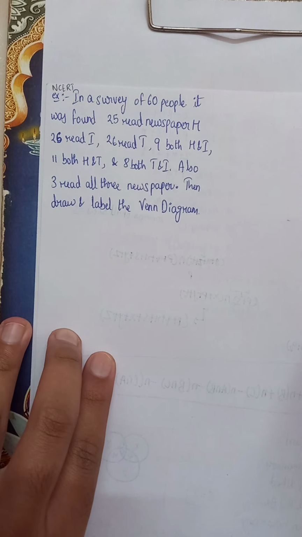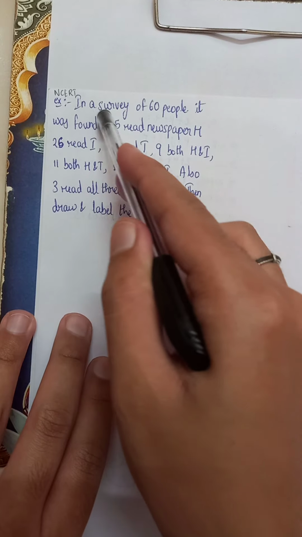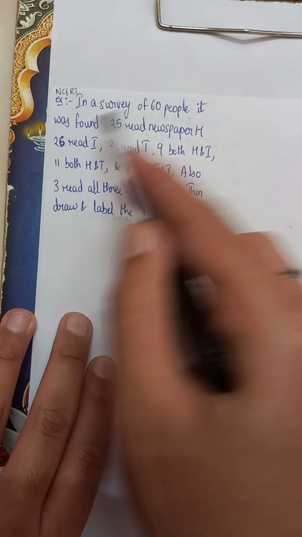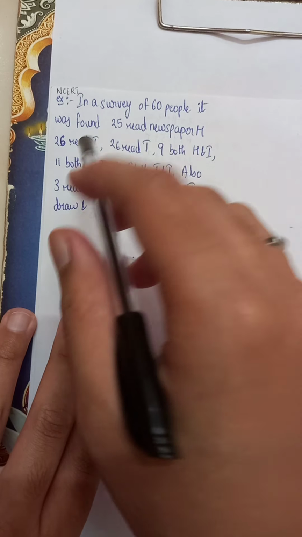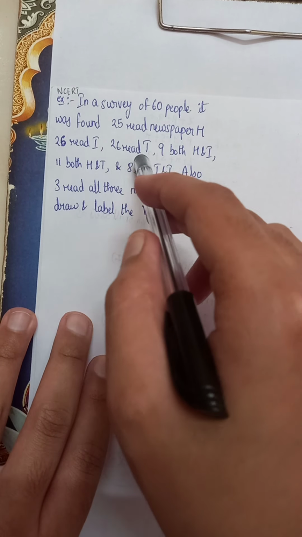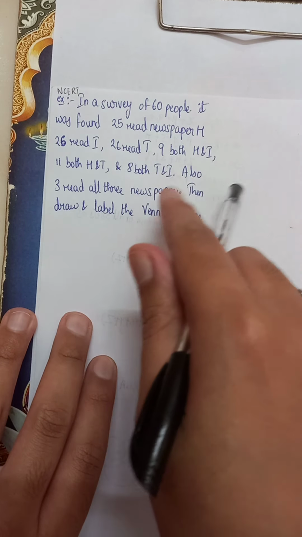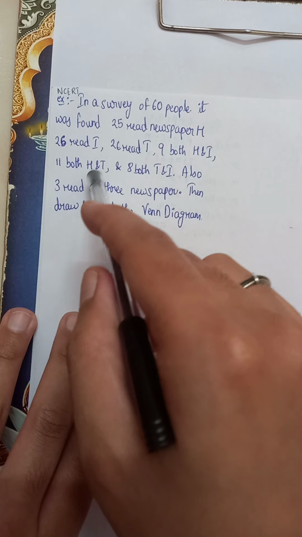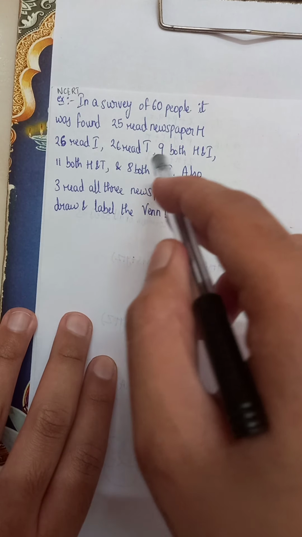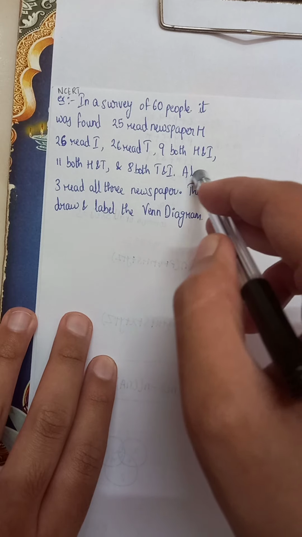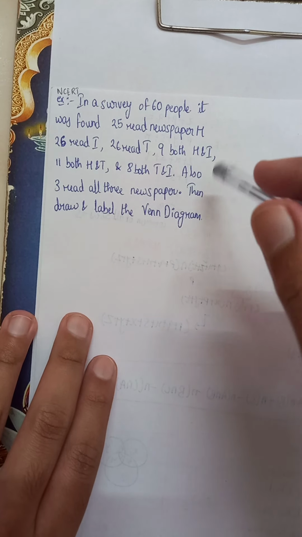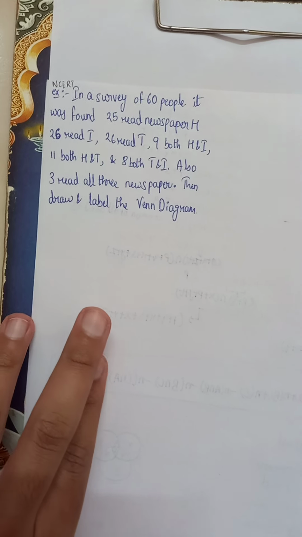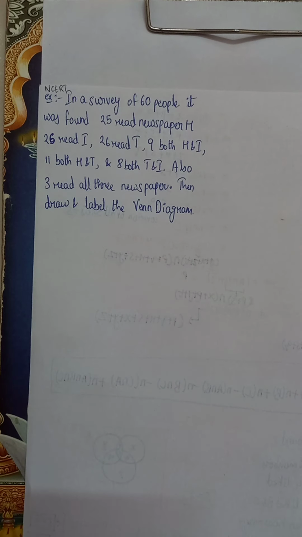So what is the example? In a survey of 60 people, it was found that 25 read newspaper H, 26 read I, 26 read T, 9 read both H and I, 11 read both H and T, and 8 read both T and I. Also 3 read all three newspapers. Then draw and label the Venn diagram.